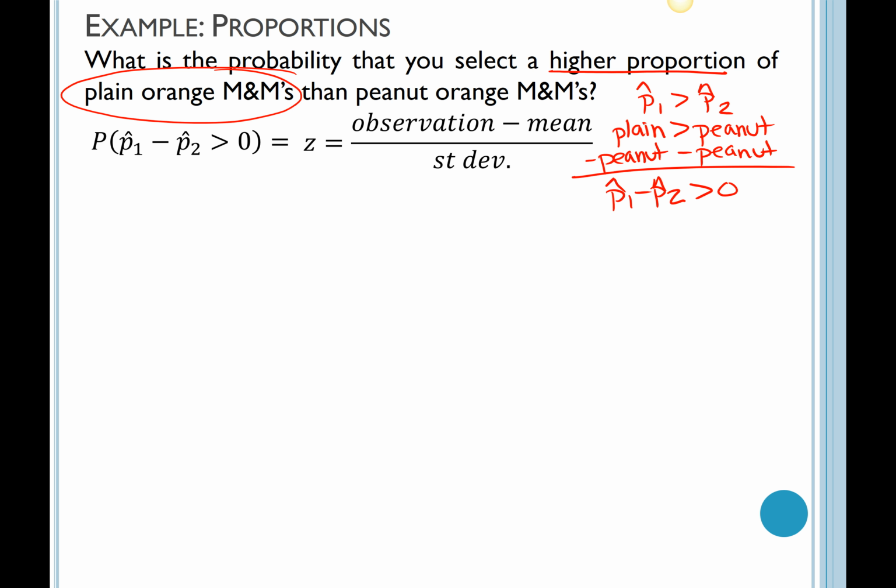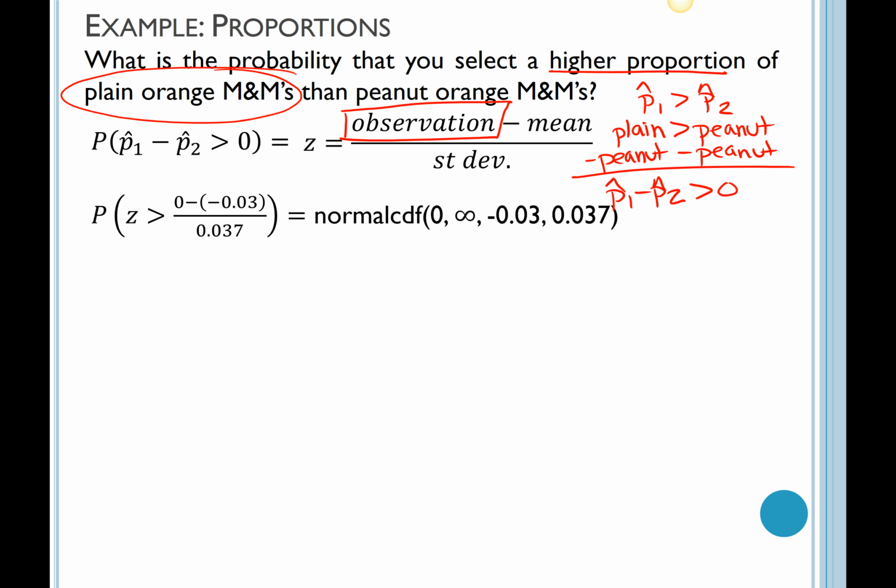And this is when we're going to use our familiar z-score. Here the observation we're interested in is the difference being 0, with a mean of negative 0.03. Notice that we do have a negative 0.03, and that's because we found that on the previous page, so don't get confused about where that came from. Remember that this is the mean of p hat 1 minus p hat 2, and this is the standard deviation of p hat 1 minus p hat 2.